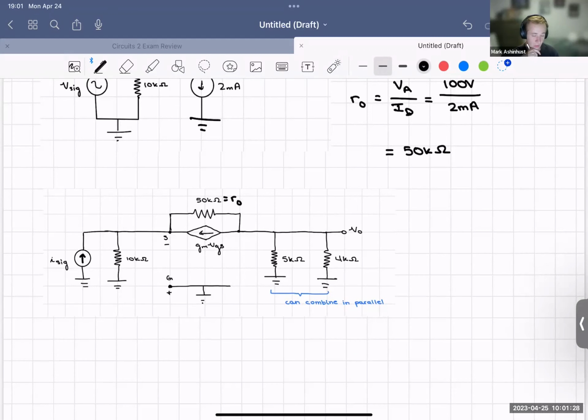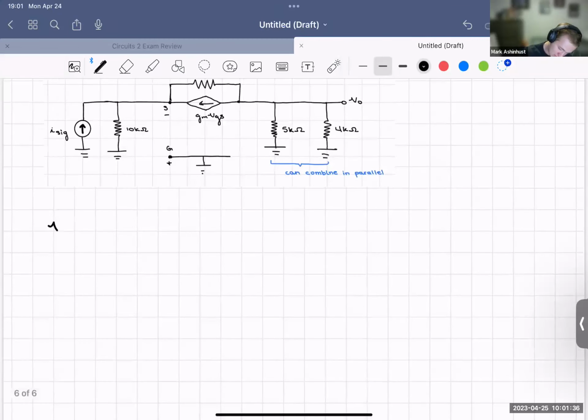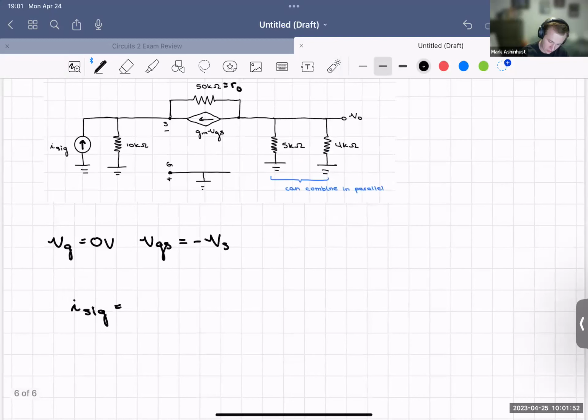And we know our voltage at the gate is 0 volts. So since our voltage at the gate is 0 volts, we know that VGS is negative VS. So going to our source, I sig, we're going to do current law again. We have I sig, and we have a current going over the 10K down to ground. So we'll say VS here, our voltage source over that 10K to ground.